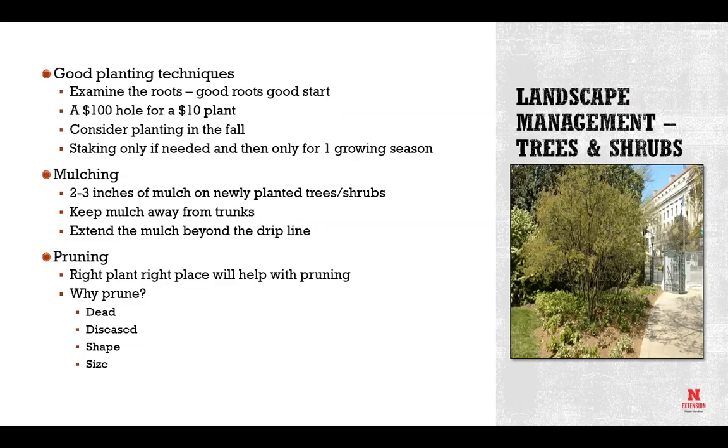Planting, we know this by now, right? Wide, shallow, slightly higher than the hole in soils that don't drain well. This is not going to be true in other parts of the state. But give those roots the room they need. Staking, if it's needed, only for one growing season. And again, we're staking the root ball in the ground. We're not tying the tree down. We're staking the root ball in so it doesn't blow over.